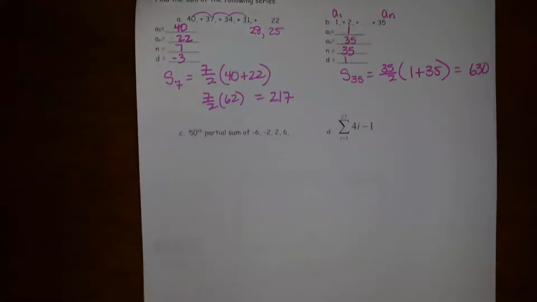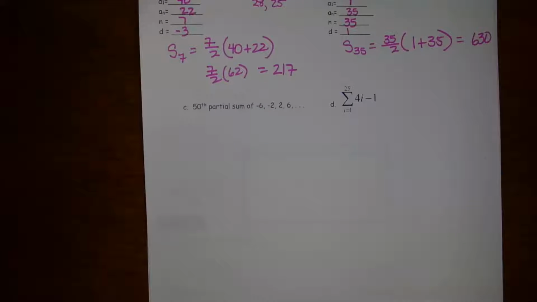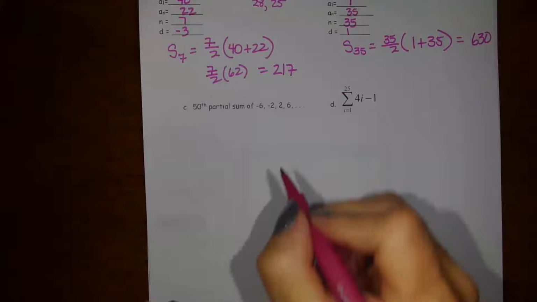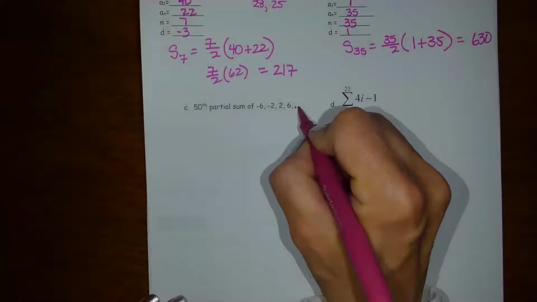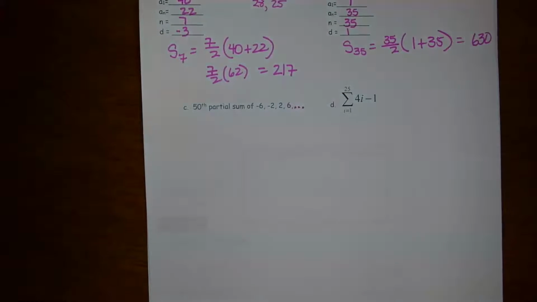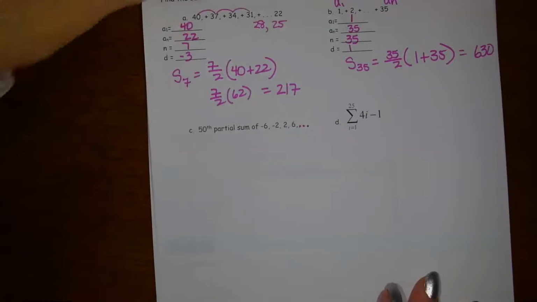Now what about this one? Tell me what's different about this one. Find the 50th partial sum of -6, -2, 2, 6, and so on. What does the ellipsis mean? Means it goes on forever. So it's infinite. So let's look at this, right?